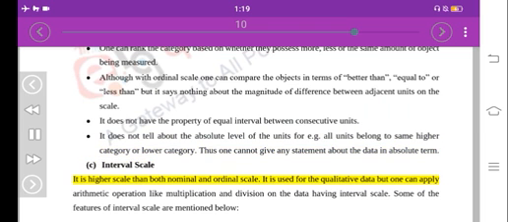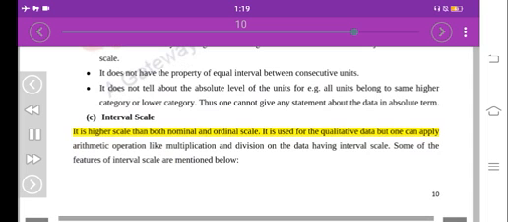C. Interval scale. It is a higher scale than both nominal and ordinal scale. It is used for quantitative data, and one can apply arithmetic operations like multiplication and division on the data having interval scale. Some of the features of interval scale are mentioned below.